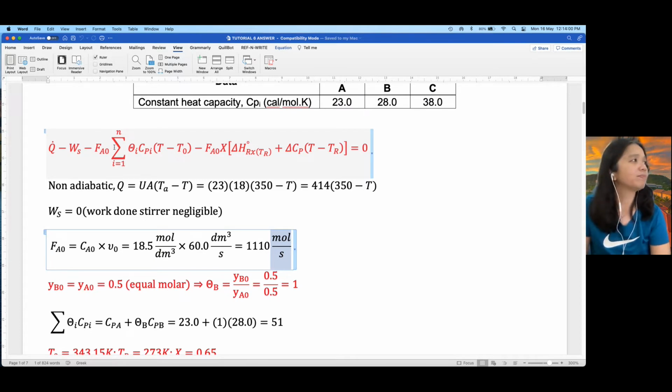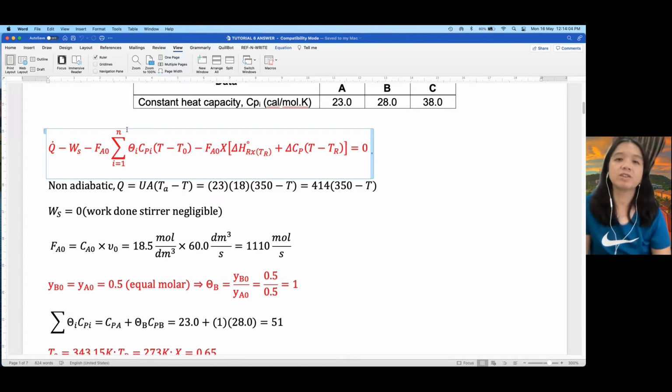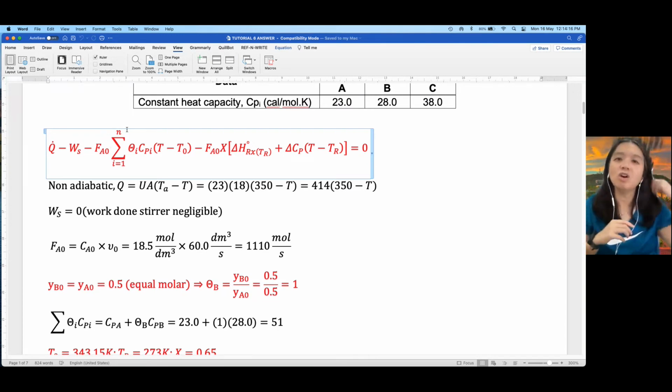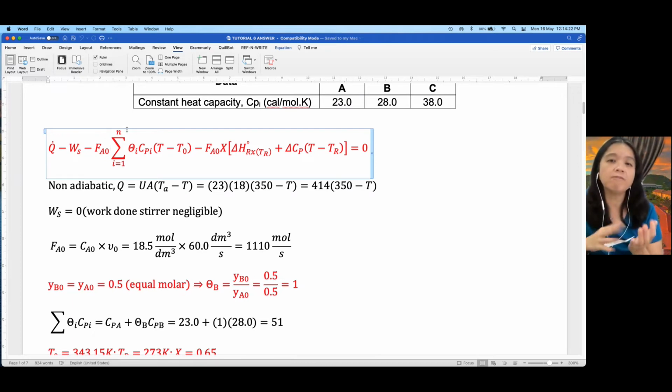Okay, so next one, the summation of theta I CPI. If you forget, again, summation means plus, addition. You're adding something. Summation also means total. So what do you add? It's the addition of all the compounds that exist initially in the system before the reaction occurs. How do I know this? Because we are calculating theta multiplied with Cp.